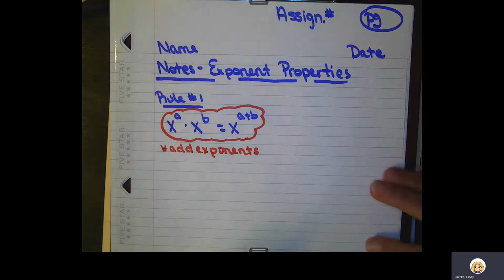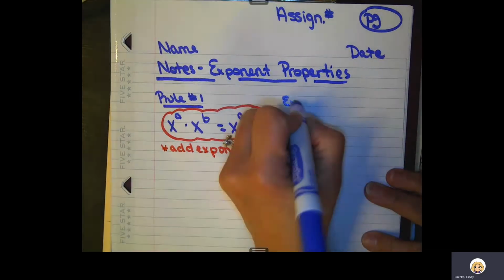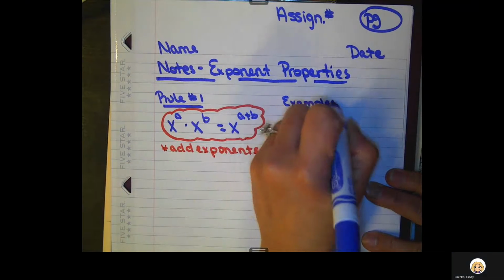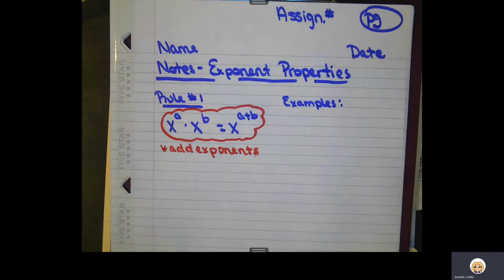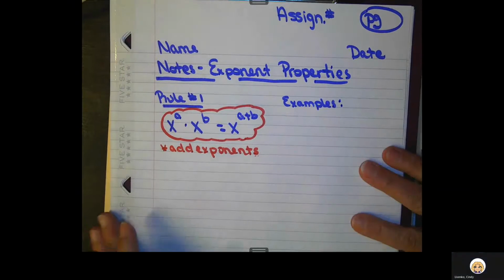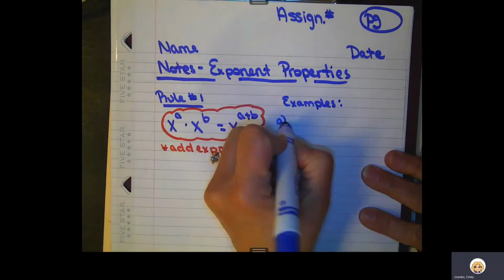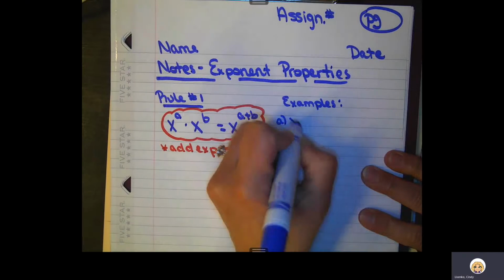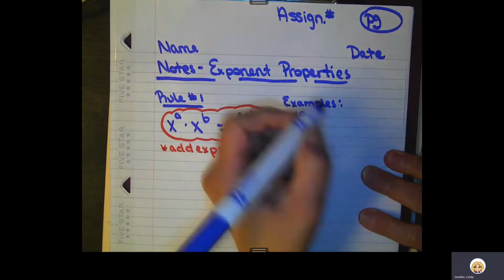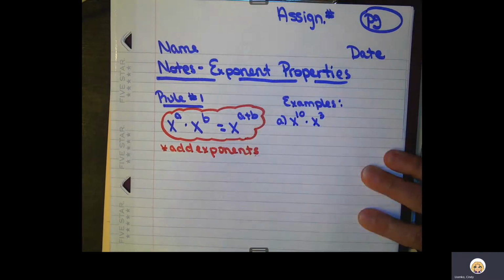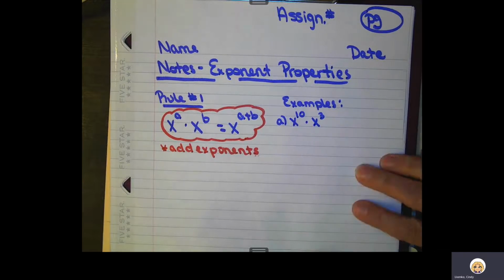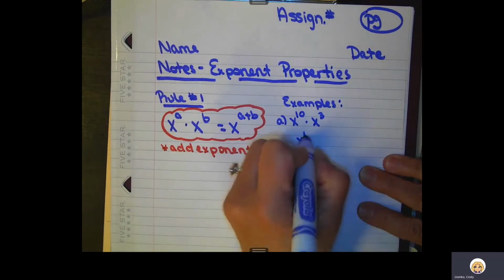So I'm going to do some examples over here on the side. So I'm going to write examples. And I'll only write that once because I'll put our examples over here. So for example A, we'll start off fairly simple. We'll have x to the 10th times x to the 3rd. If we were to simplify that, if we add the exponents, 10 plus 3 is 13, so x to the 13th.